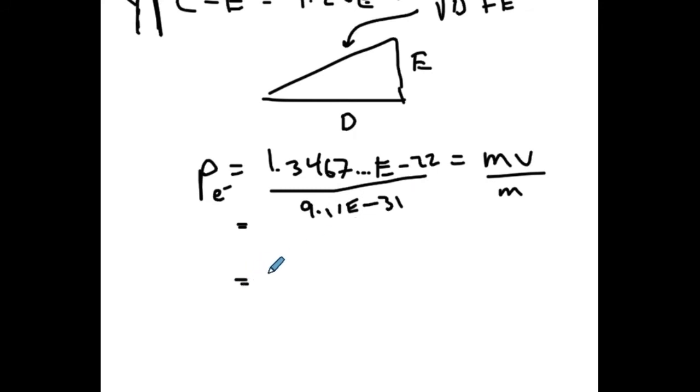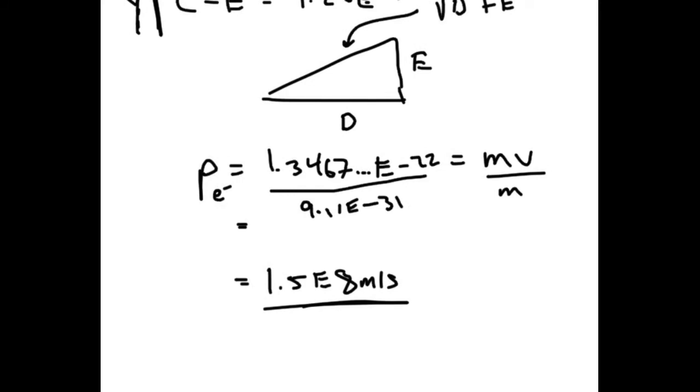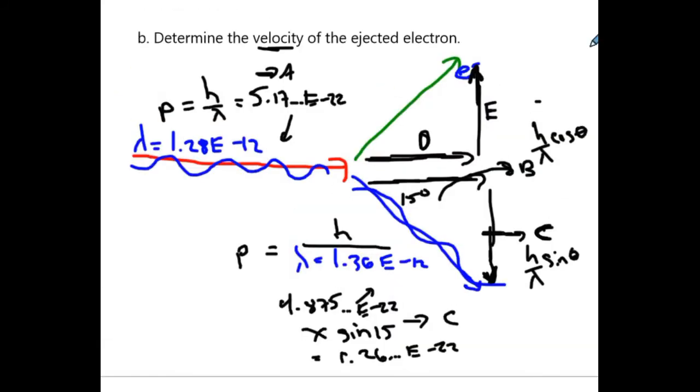I'm going to finally use some sig digs. I'm going to make it 1.5 times 10 to the 8 meters per second, because it's 1.47, 1.48. Which is good, by the way, because this should come in lower than the speed of light. A good rule of thumb is to make sure it's not greater than 3 times 10 to the 8 meters per second, because that wouldn't work. So there we go. Now we've solved for the velocity of the ejected electron.